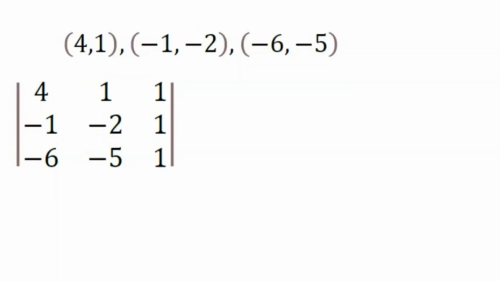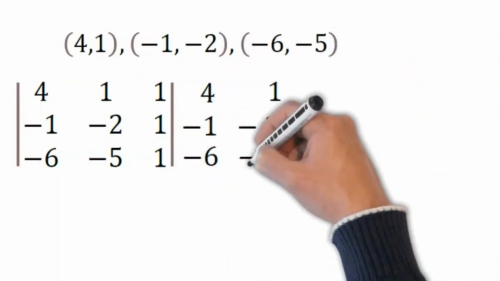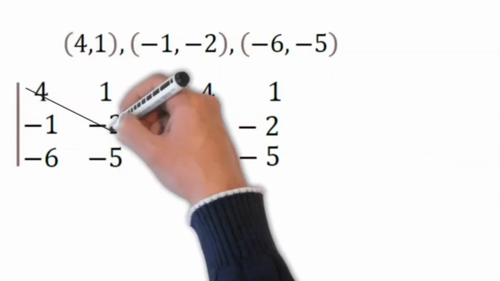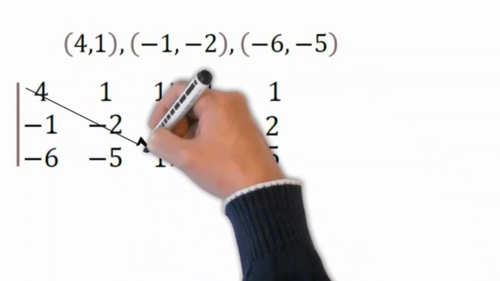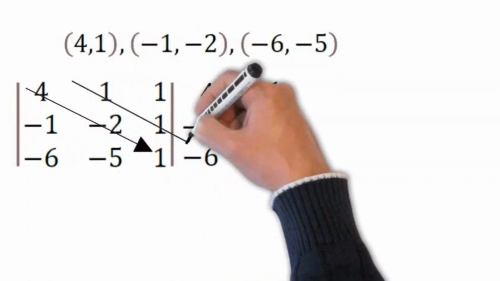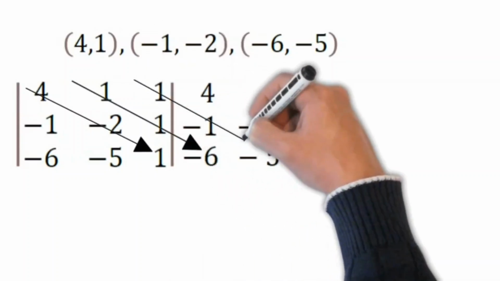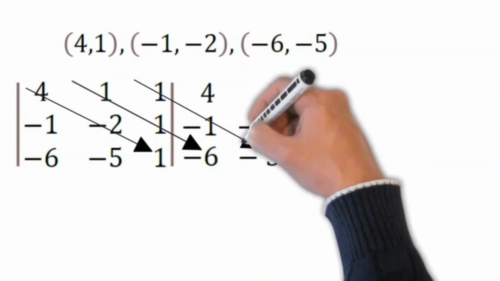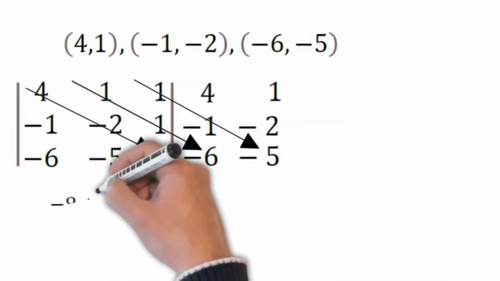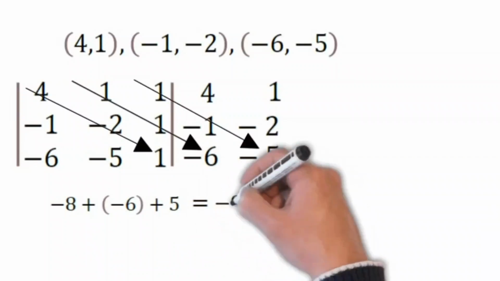What's the quick way to find the determinant? Again, what we want to do is copy the first two columns here. We multiply down: 4 times -2 times -1, which is equal to -8. 1 times 1 times -6 equals -6. And 1 times -1 times -5 equals 5. And then -8 plus -6 plus 5 will give you -9.